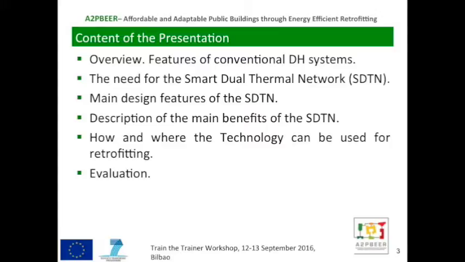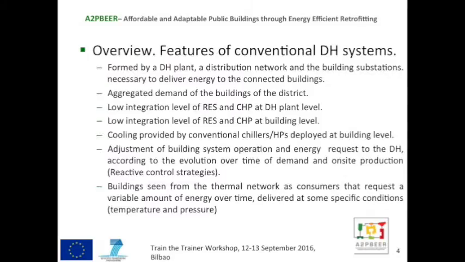Okay. We start by summarizing some of the characteristics of the standard district heating systems. In district heating systems, we will typically have a district heating plant where the hot water generators are going to be deployed, and that will produce the energy that is going to be consumed in the buildings of the district. We will also have a thermal distribution network that will deliver the energy to the connected buildings. And finally, we will have the building substations that will connect the buildings with the thermal network, and that will take the energy from the thermal network so that it can be used in the buildings.